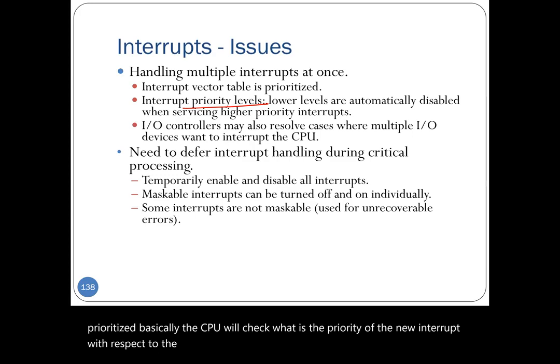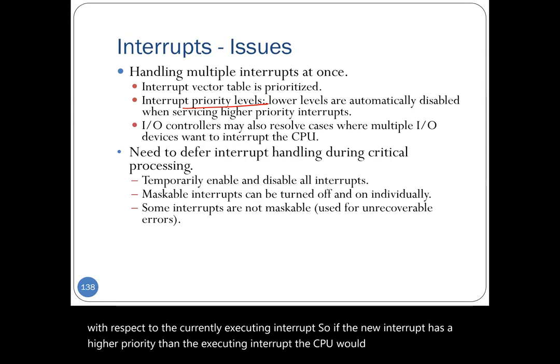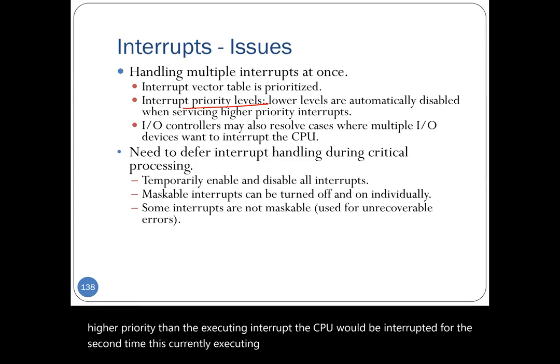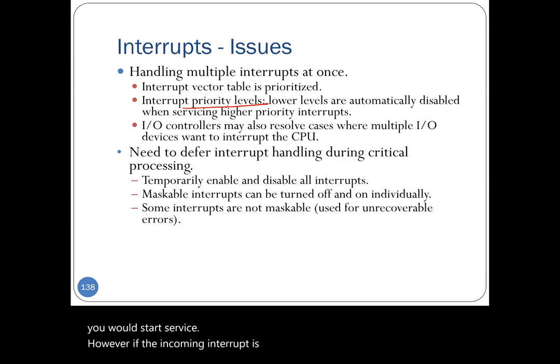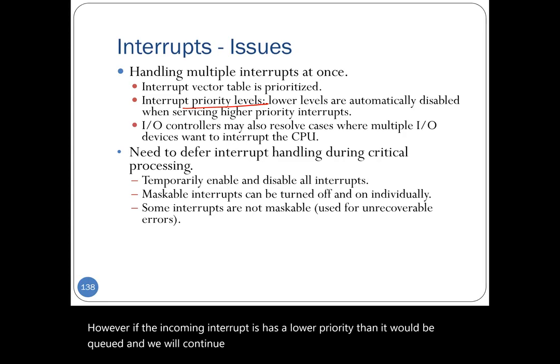So if the new interrupt has a higher priority than the executing interrupt, then the CPU would be interrupted for the second time. This currently executing interrupt will be suspended, and the new interrupt would start service. However, if the incoming interrupt has a lower priority, then it would be queued, and we will continue serving the currently executing interrupt. So this is how the priorities work.